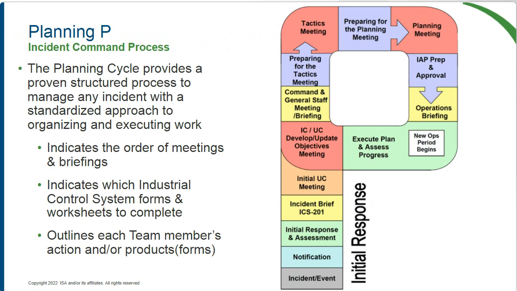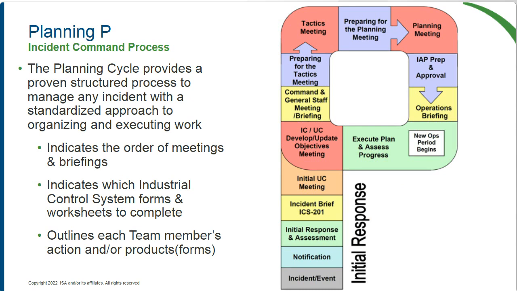So this planning P, I just wanted to briefly talk about. Planning P is the flowchart and the methodology. And what it does is it helps us understand how we do the individual steps and how we collect data and how we make decisions. I mean, that's most important.